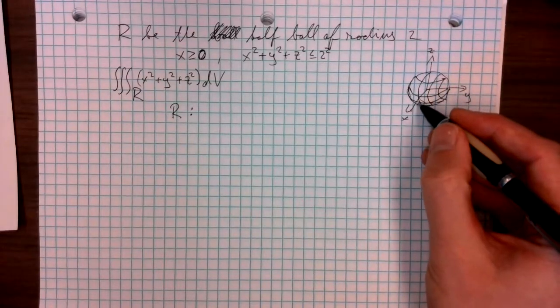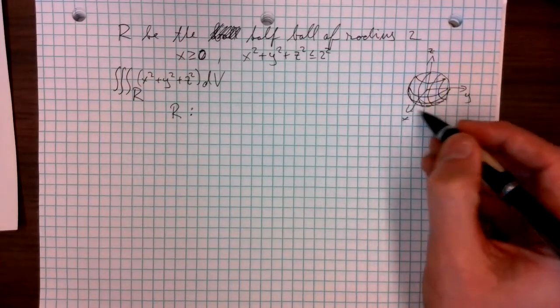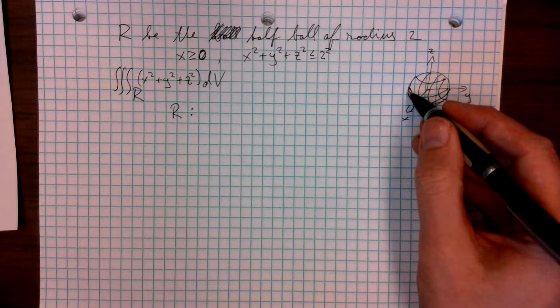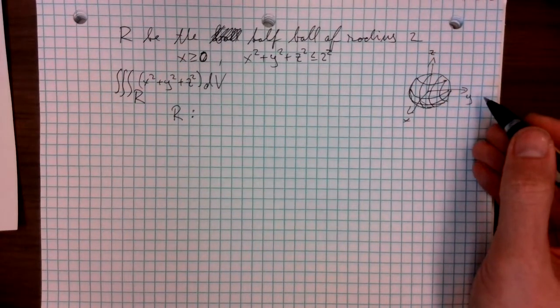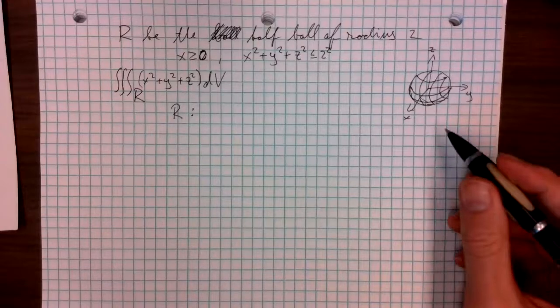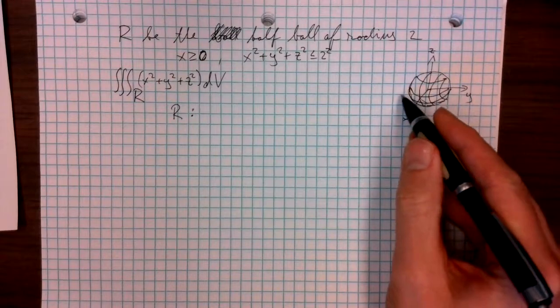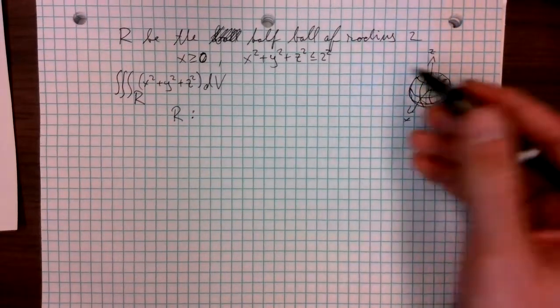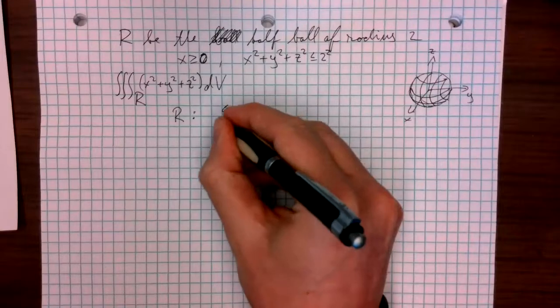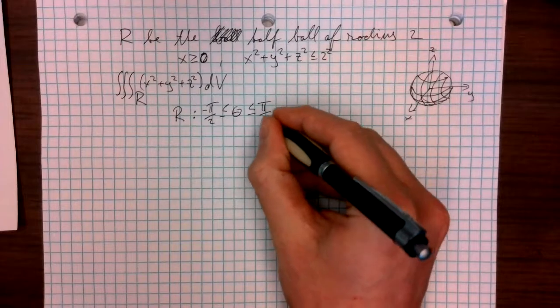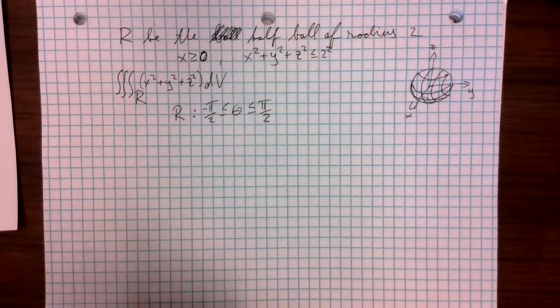Well, how do we describe x positive? That's where theta, which is precisely the angle in the xy plane, goes from minus pi over 2 to pi over 2. So this is where I want to use a different range of thetas, not 0 to 2 pi. That's not convenient here. In this case, it's convenient to write it as minus pi over 2 to pi over 2. That's what this inequality means.